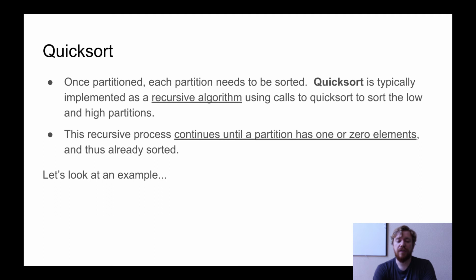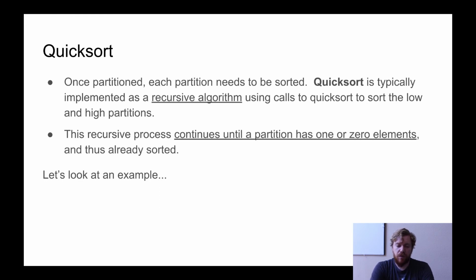Once partitioned, each partition needs to be sorted. Quicksort is typically implemented as a recursive algorithm using calls to quicksort to sort the low and high partitions. The recursive process continues until a partition has 1 or 0 elements, and thus is already sorted.